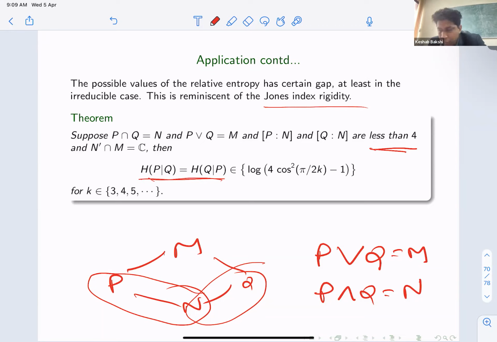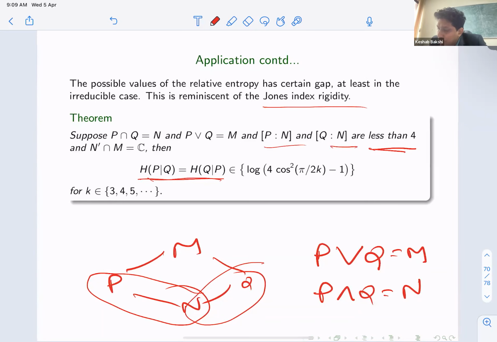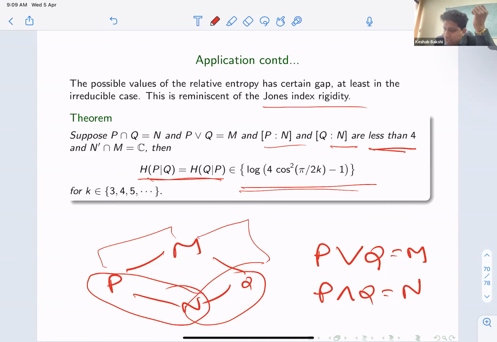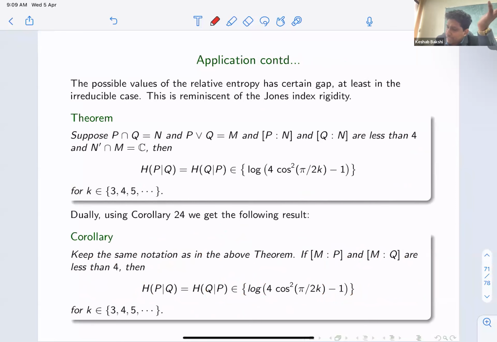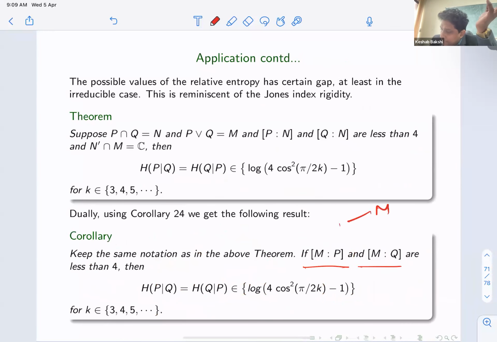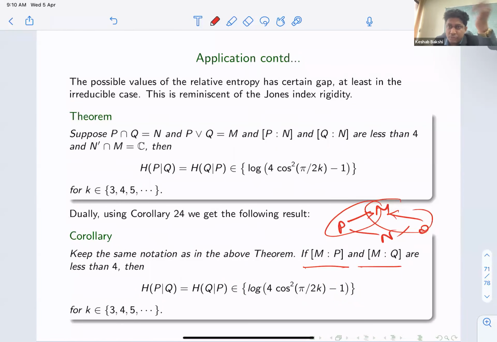But following their work and our recent work in PAMS, my recent work, I can prove that if this index is less than 4, this entropy also has a gap. It will take these values, 4 cos square pi by 2k minus 1. But if you take one of them, P index N or Q index N, greater than 4, I don't know anything. So not only if P index N and Q index N are small; if M index P and M index Q are small, also by this previous result, entropy, at least in the irreducible case, is well behaved with the basic construction. Using that, we can prove that if M index P and M index Q, M being the above, are small, then also these possible values have gaps.